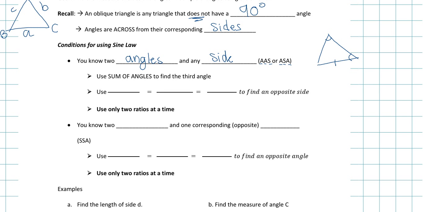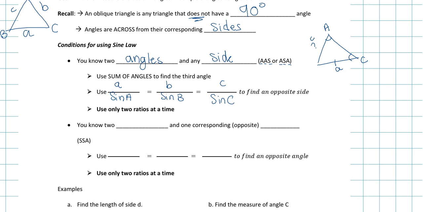So let's say I know angle A and angle C, and I'm looking for side C. And I know side A. The formula says the following: A over sine A equals B over sine B equals C over sine C. So you see that every angle and every side correspond together. Side A over sine angle A.